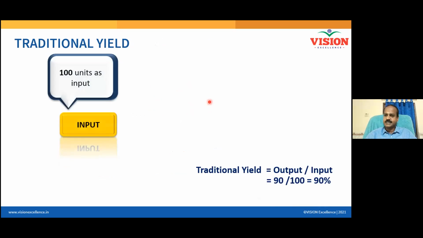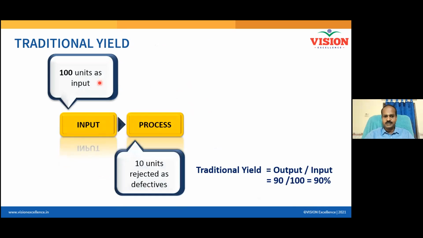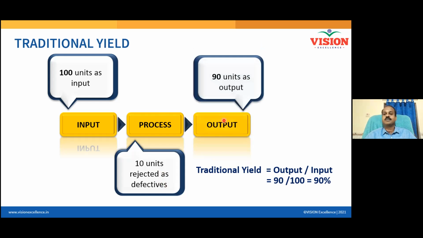So what is yield? Let us consider a process. We give input, and the inventory or input is 100. Now the process is carried out, and during the process, 10 units get rejected. You know why it is rejected? Because the item has become a defective item. What is a defective item? You cannot correct it. Something went wrong, so it is rejected as defective. So how much output can you expect now? 90 units. Now your yield is 90%.